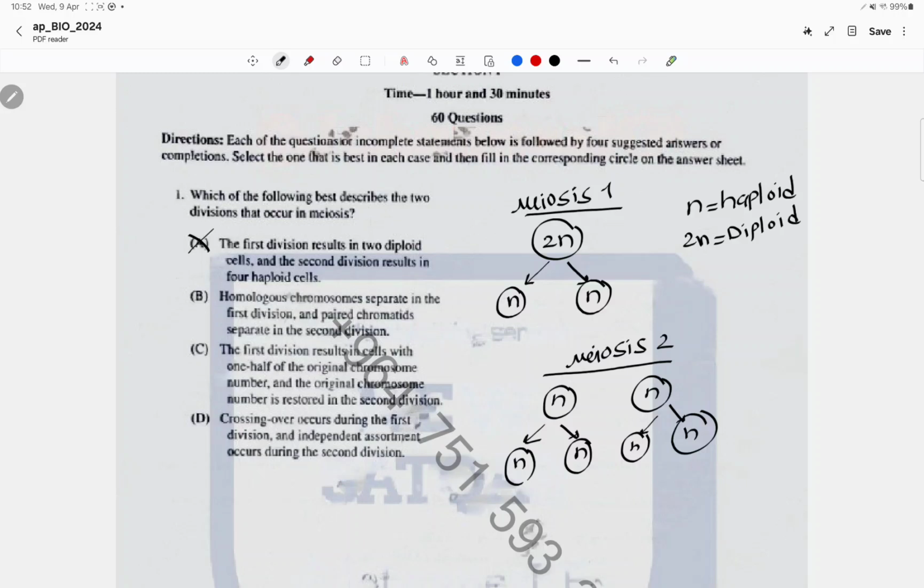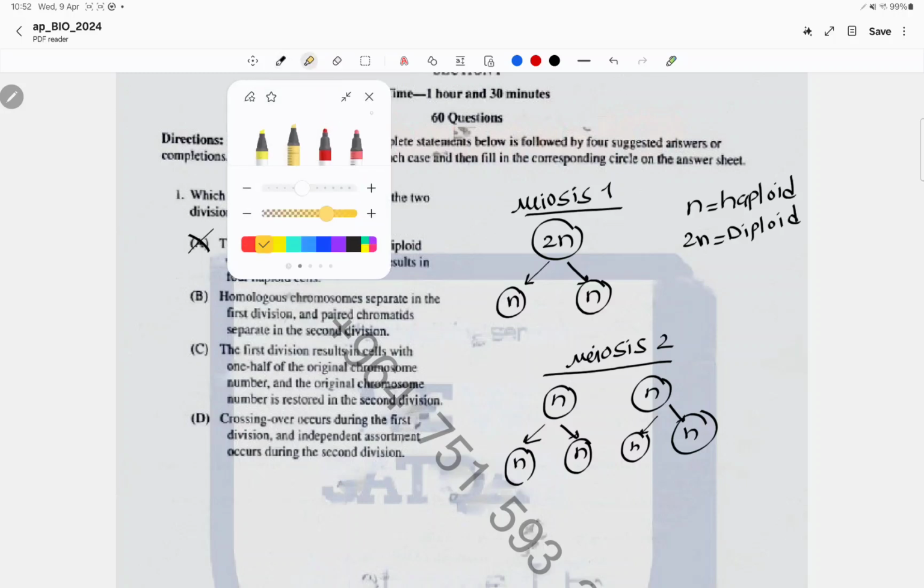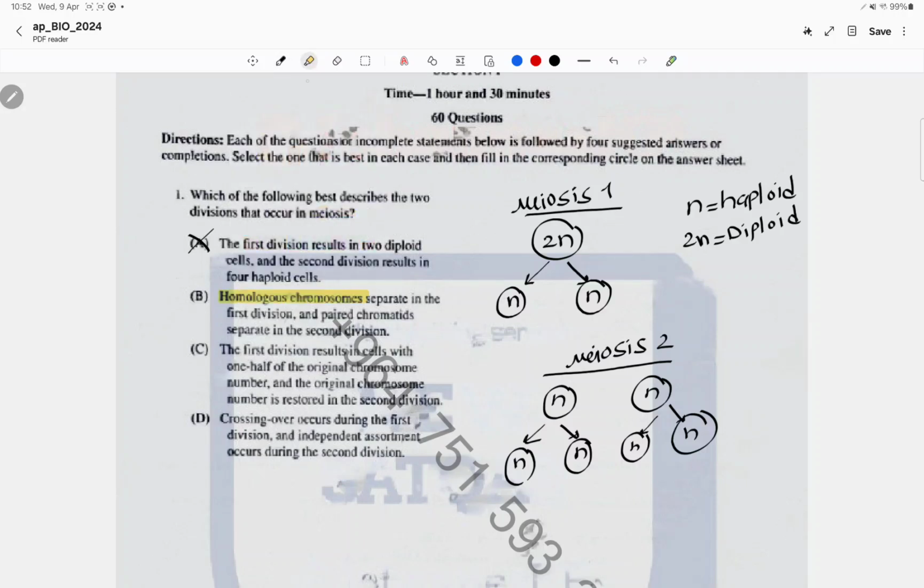We only use the term homologous chromosomes to talk about meiosis 1. So in meiosis 1, we do mention the term homologous chromosomes. In meiosis 2, we use the term sister chromatids. So let's see if that's what they did in part B. Homologous chromosomes separate in the first division, true, and paired chromatids separate in second division, true. So it's choice B.